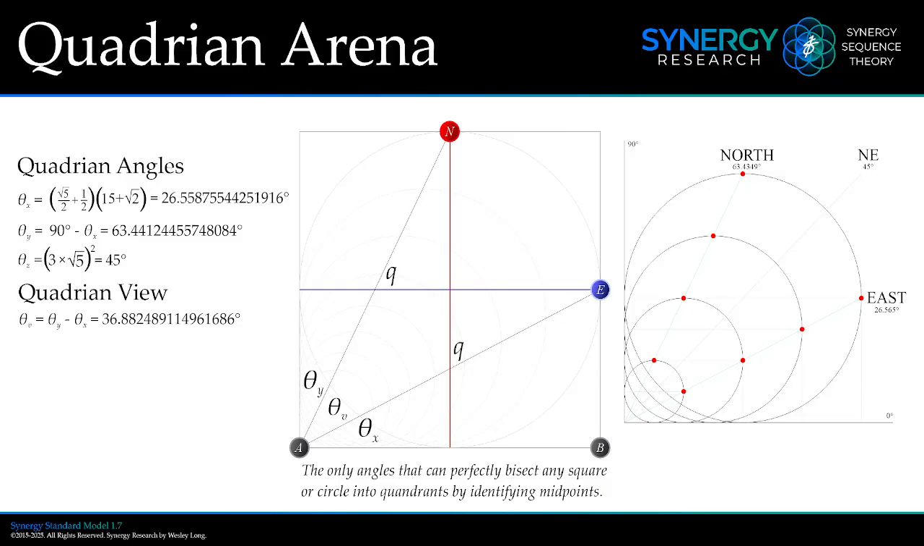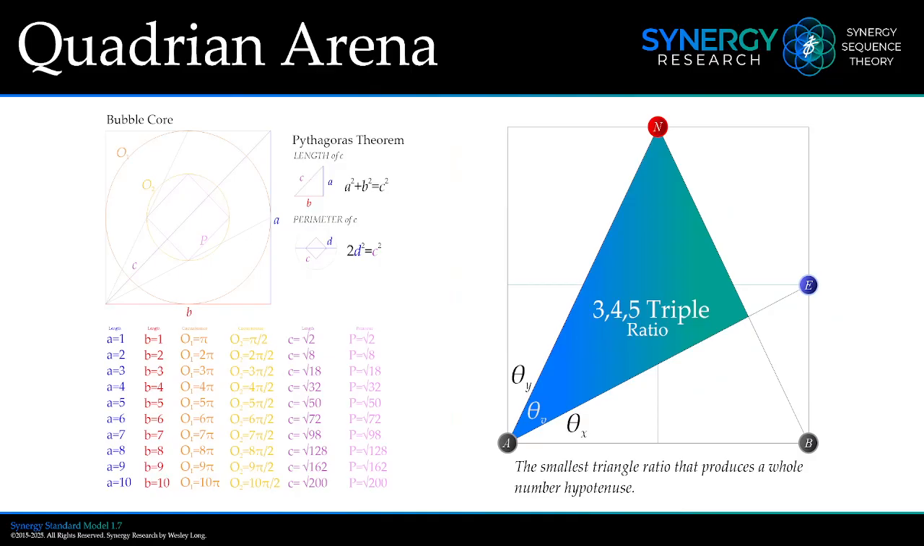Here we arrive at a foundational convergence, where symbolic geometry, classic ratios, and natural number systems all meet in a single elegant form, the Quadrian 3-4-5 triangle. On the right, this triangle is superimposed directly onto our Quadrian Arena. Once again, anchored at point A and spanning between north N and east E, we now see this familiar right triangle, known since antiquity, taking on new meaning within this structured framework.